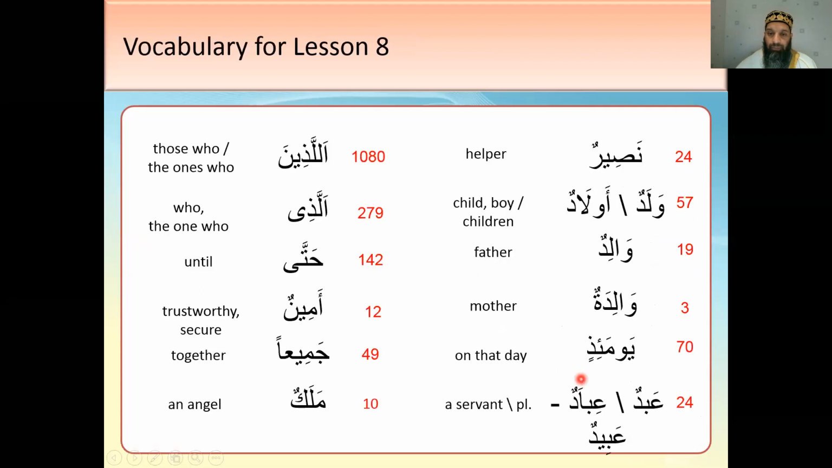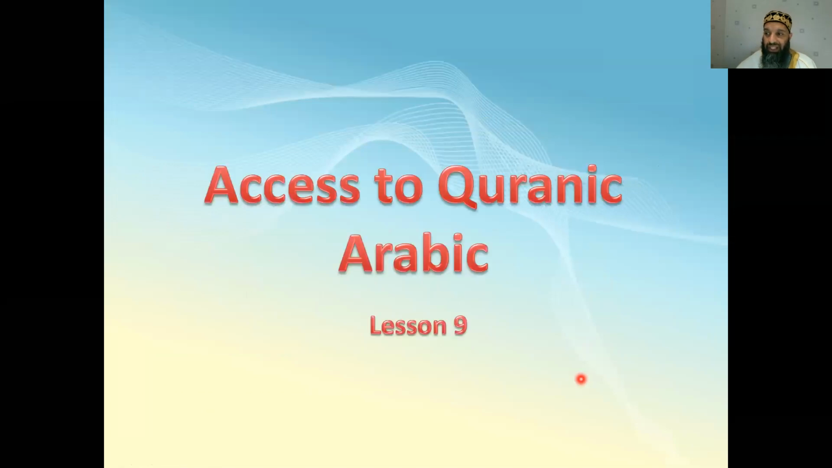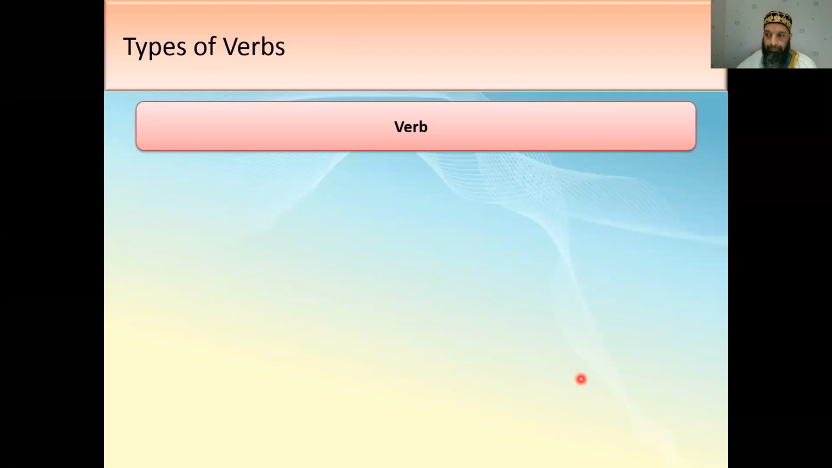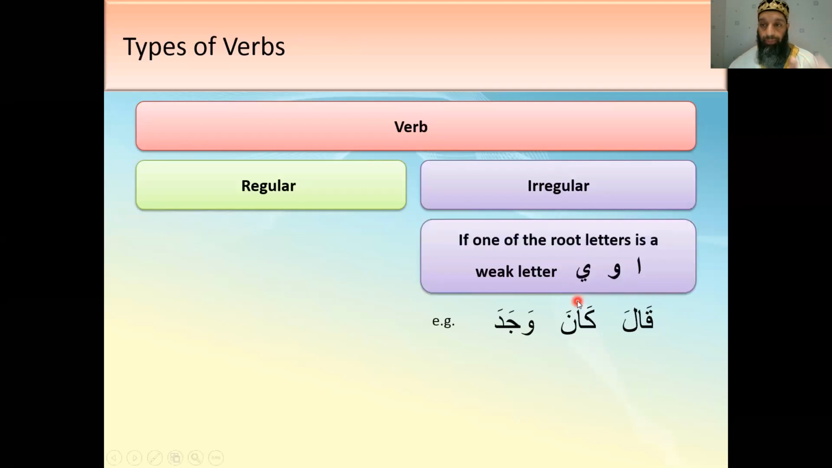This is, yep, some more words. Lesson 9, 2 lessons left. I've got 20 minutes, so I think that's about right. Actually, we've got 10 minutes. 15 minutes about. Right, again, so present tense has weak verbs as well.